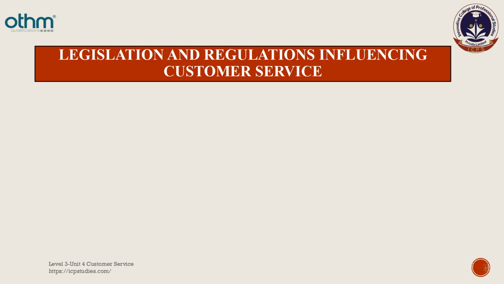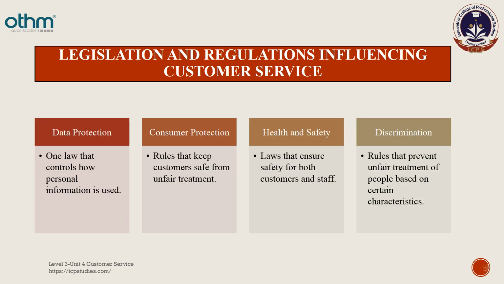So in this slide, we will discuss different legislation and regulations that can influence customer service. We have a total of 4 legislation and regulations that can influence customer service. The first is data protection. Data protection includes the law that controls how our personal information is used. Then we have consumer protection. In consumer protection, there are different rules that keep customers safe from any unethical or unfair treatment.